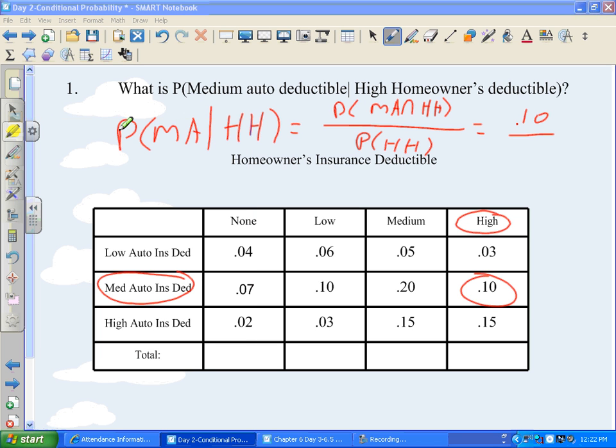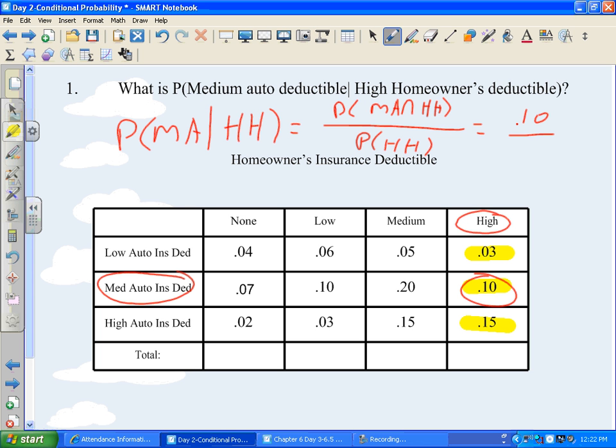It's a whole column here. Does this person have high homeowners? Yes. Does this one? Yes. Does this one? Yes. Notice that this is an "or" situation I talked about yesterday. You could be here, or you could be here, or you could be here. But you can't be both here and here.